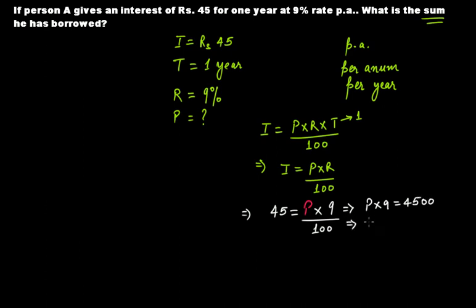4,500. P becomes 4,500 divided by 9, and this P comes as rupees 500. If you divide 4,500 by 9, you get P as rupees 500. So this is the principal that the bank gives to you at an interest rate of 9% per annum for 1 year, and therefore the interest comes as rupees 45. Okay, so a quick revision of what we have discussed so far.